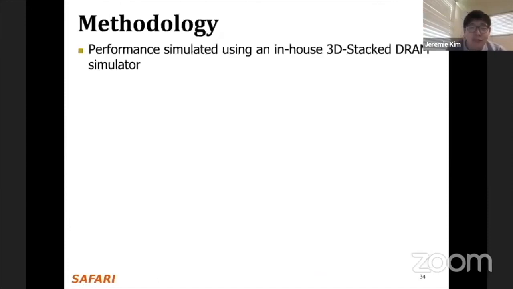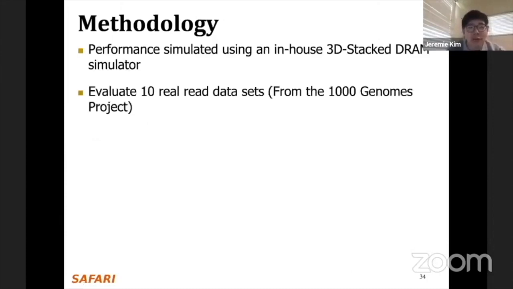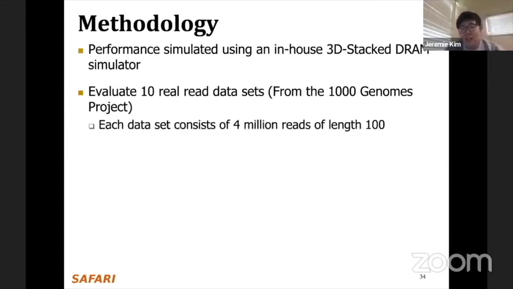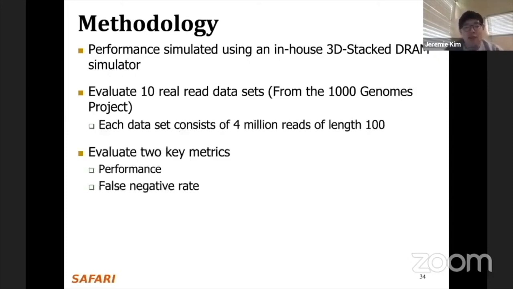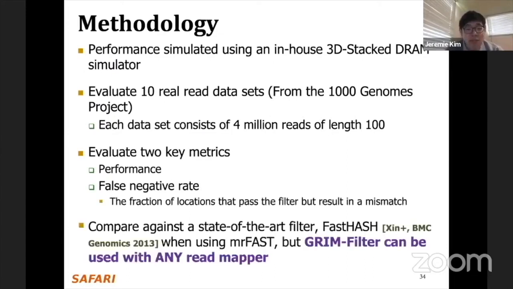To gather our results, we did performance simulation using an in-house 3D stacked DRAM simulator, and we evaluate 10 real read data sets from the 1,000 Genomes project. Each data set consists of 4 million reads of length 100, and we evaluate two key metrics: performance and the false negative rate, which, if you remember, are the reads that pass the filter but do not pass the alignment. We compare this against the state-of-the-art filter FastHash, which was the state of the art at the time, when using mrFAST, but Grim-filter can be used with any read mapper.